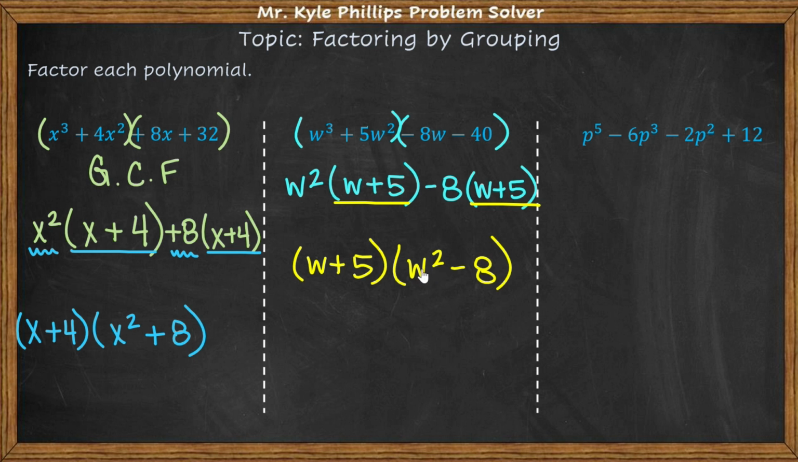Well, w squared is a perfect square, but is 8 a perfect square? It is not. So we technically are finished here. We can say that this is our completely factored form of this polynomial.